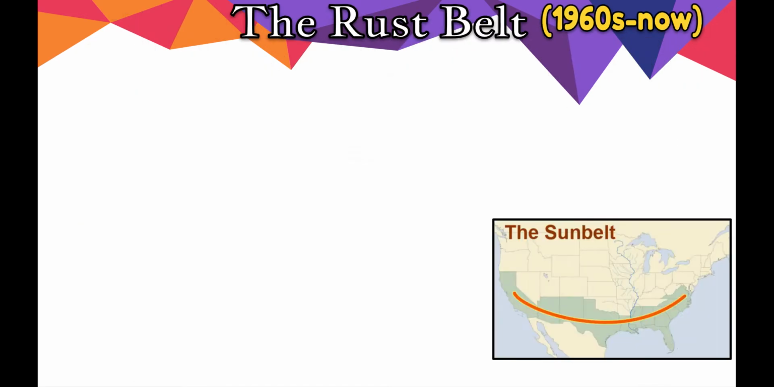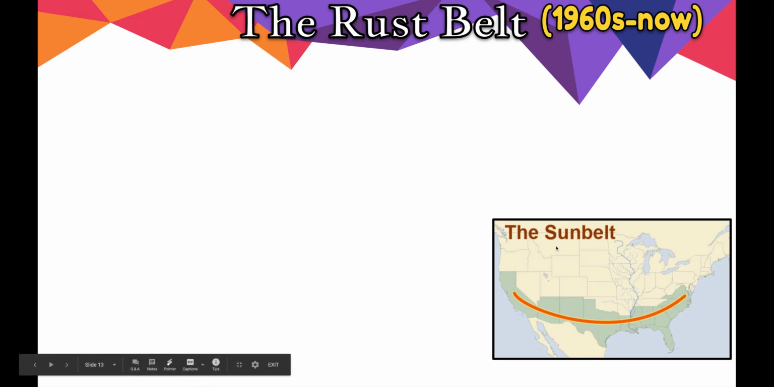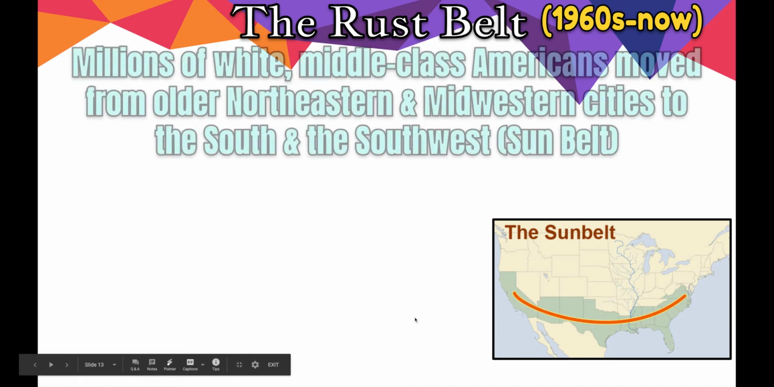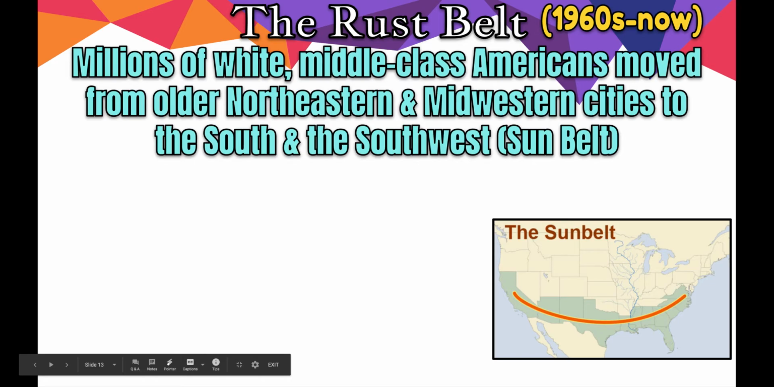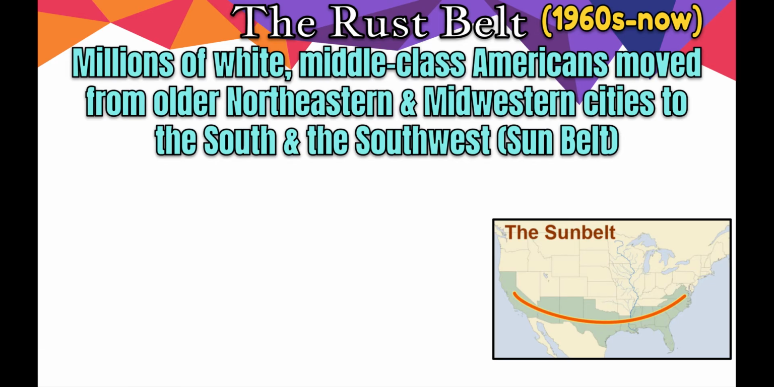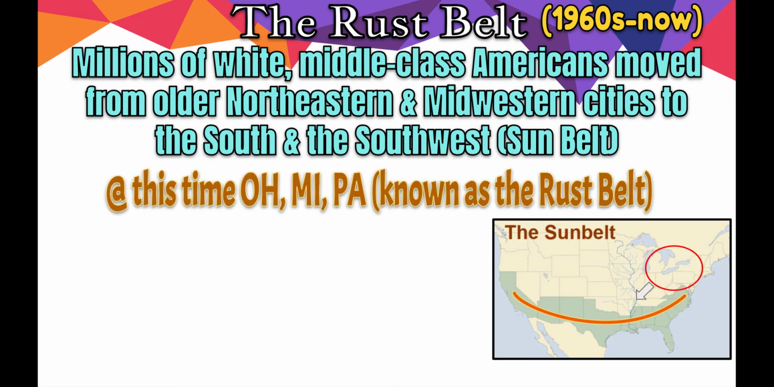There we go. Okay, the Rust Belt. The Rust Belt is going to be from the 1960s to about now. Look, I know it says the Sun Belt, but we're going to interplay these two ideas. So the Sun Belt, think about the sunshiny part of the country. Boom. It's the South and the West. So guys, what is happening with the Rust Belt and the Sun Belt is that millions of white middle-class Americans are going to move from these older northeastern and midwestern cities to the South and the Southwest, which is the Sun Belt.